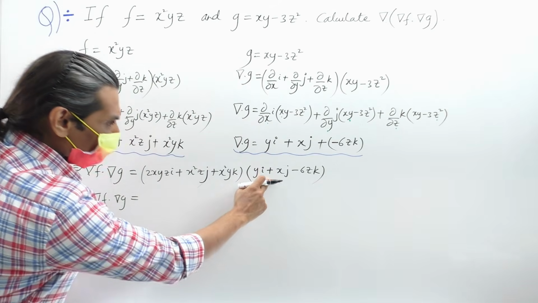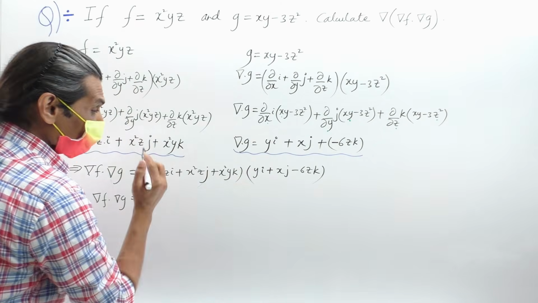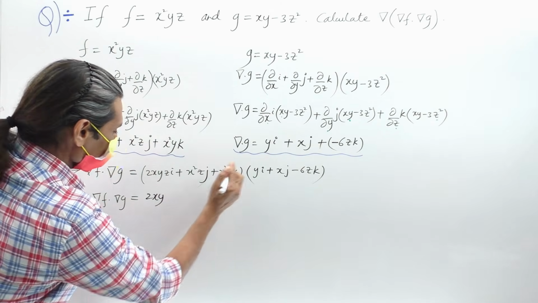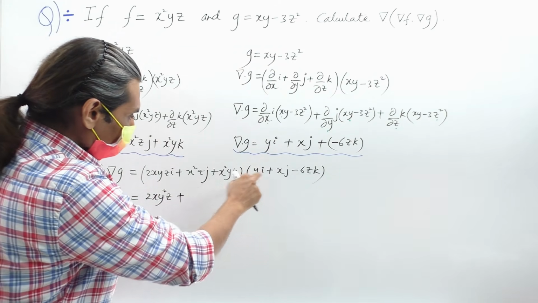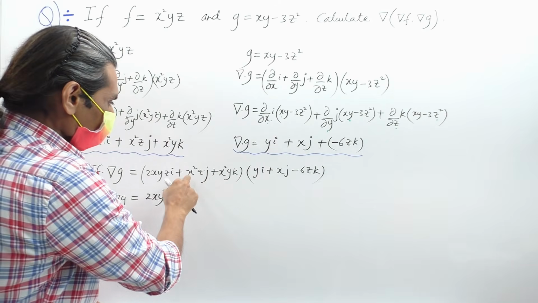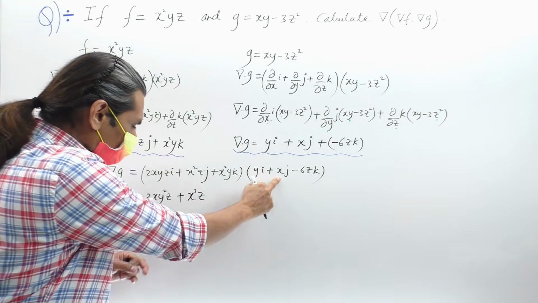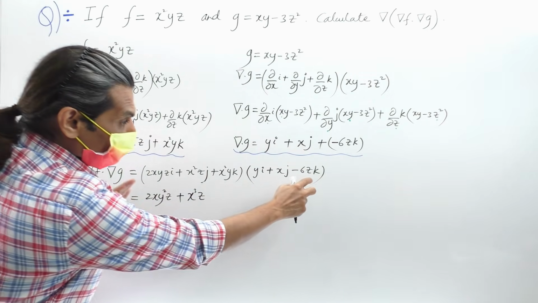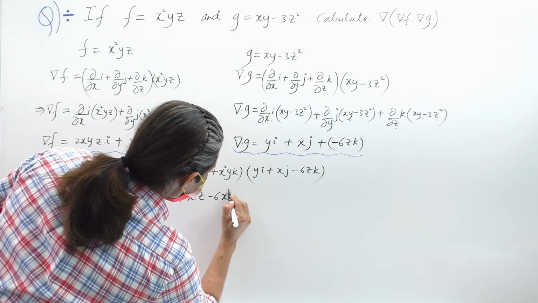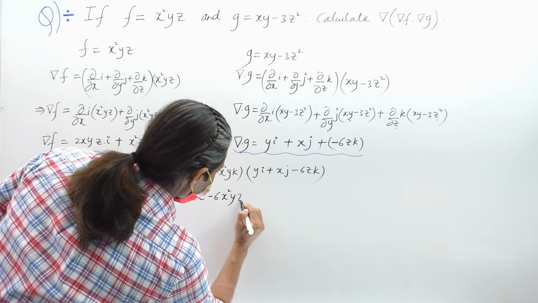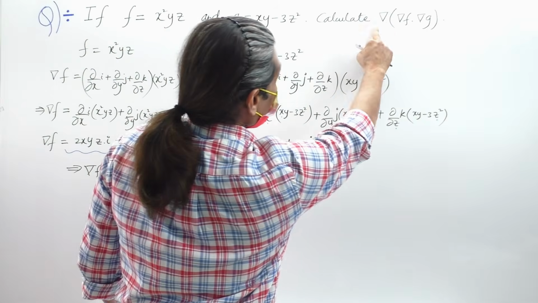So 2xyz into y gives 2xy²z, since i·i is 1. Plus again x²z into x is x³z, since j·j is 1. I hope you're following this. And lastly, k goes with k, k·k is 1, so x²y into minus 6z gives minus 6x²yz. That's it. Okay, so now as we have found del f dot del g, we will again apply del.